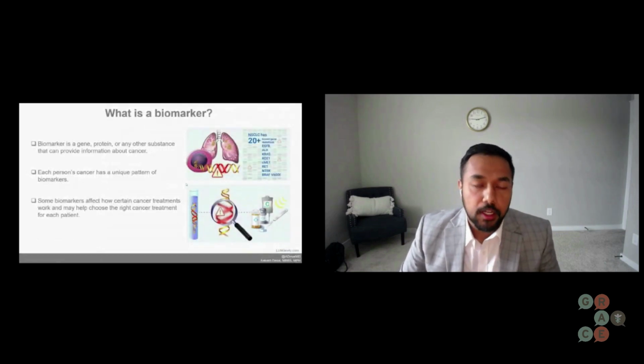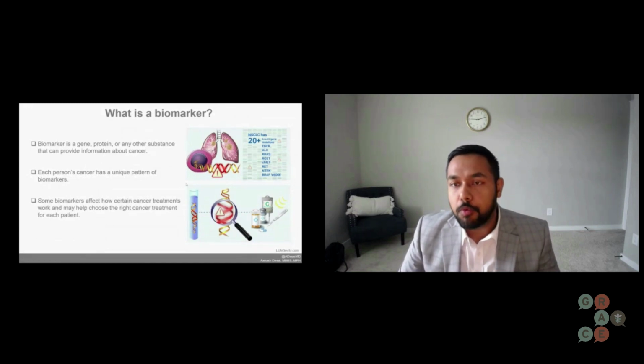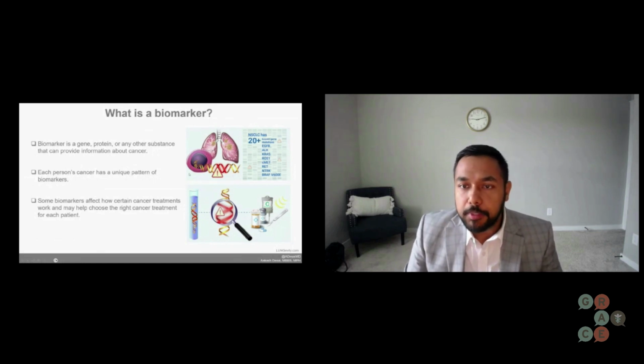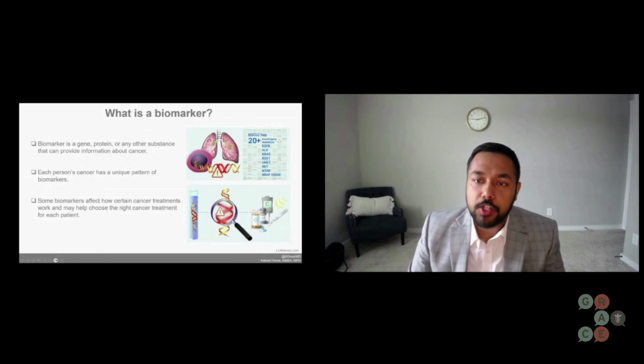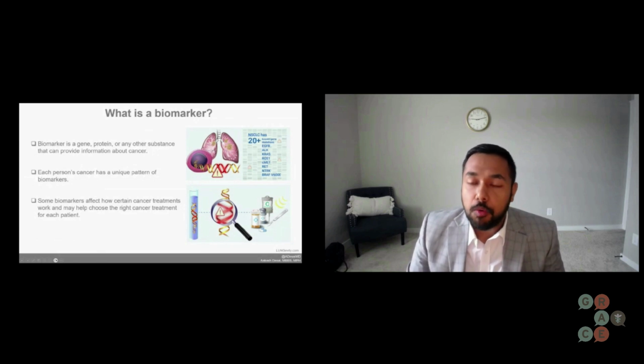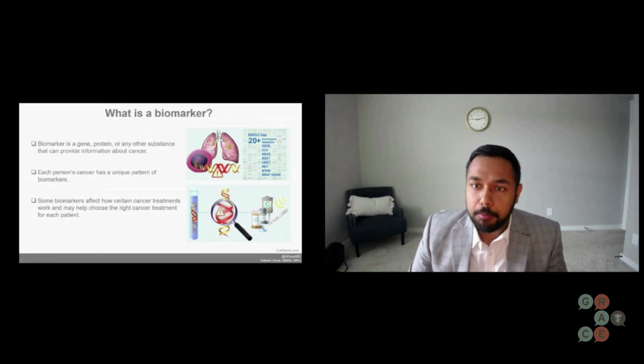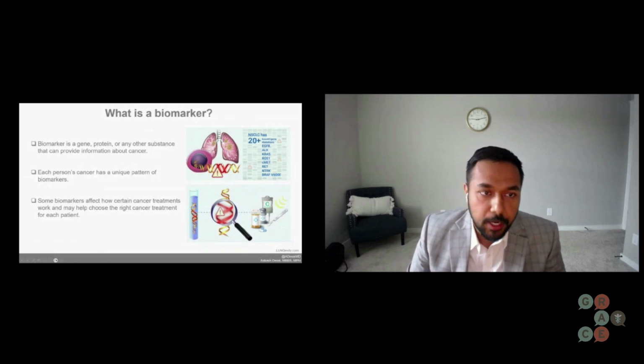So the first question is, what is a biomarker? A biomarker is any gene, protein, or any other substance that can provide us more information about cancer. As you see here from this snippet, each cancer cell has a specific DNA, and the mutations or any particular proteins that are overexpressed, which are sort of cancer-causing genes or proteins, are really what we call biomarkers from a treatment standpoint.